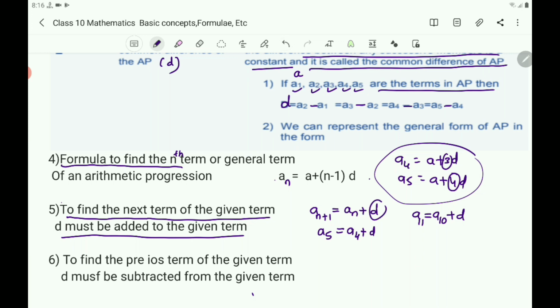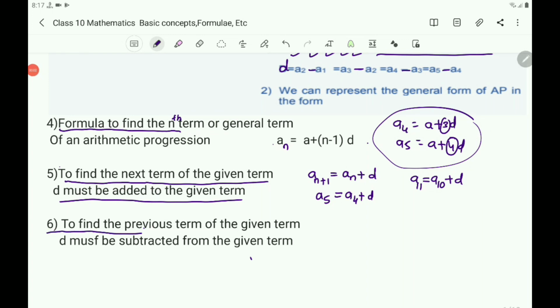If d is given and an is given, to get the next term you must add d. For example, if the 8th term a8 is 6 and d is 2, then a9 equals a8 plus d, that is 6 plus 2, you will get 8. In this way, to get the next term, you must add d to the given term.